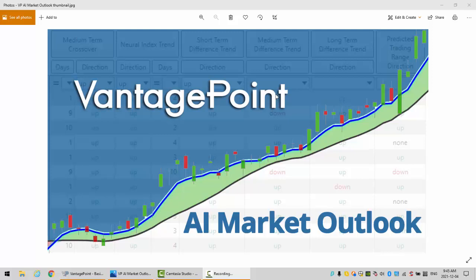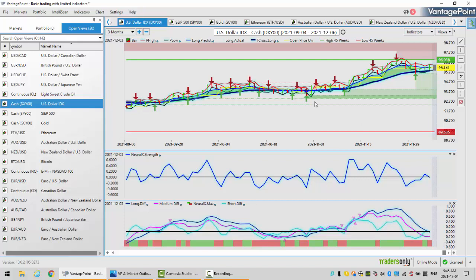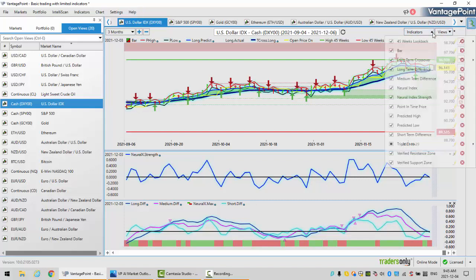My name is Greg Furman, and this is the VantagePoint AI Market Outlook for the week of December the 6th, 2021. Now, to get started this week, we're going to begin where we always do with that very important US dollar index. But first and foremost, a quick look at the indicators we're using this week.